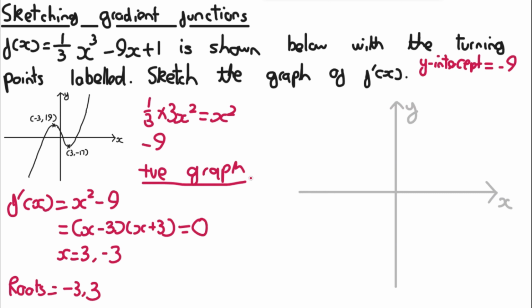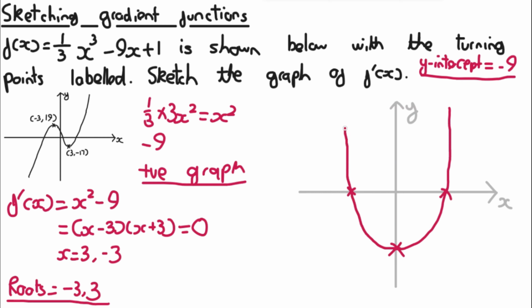So we know it's a positive graph, we know the y-intercept, and we know the roots. So we can sketch the graph now. I say minus 9 is about here, minus 3 is about here, and 3 is about here. So it goes up to there, and then it goes like that, there, and we need to label, remember that this is 3, this is minus 3, and this is minus 9. So this is f'(x), and that's the final answer.